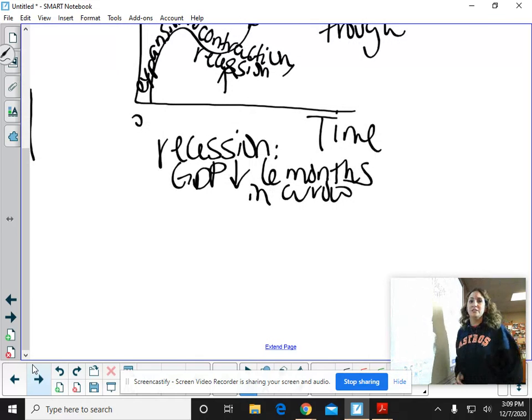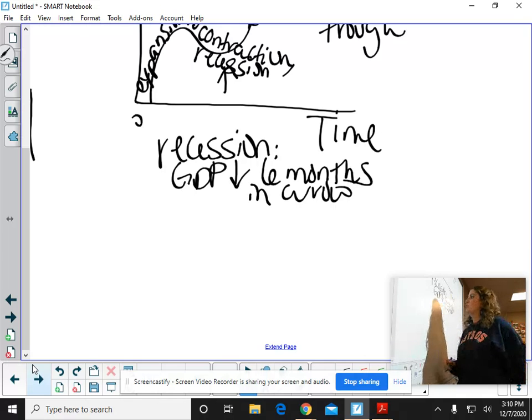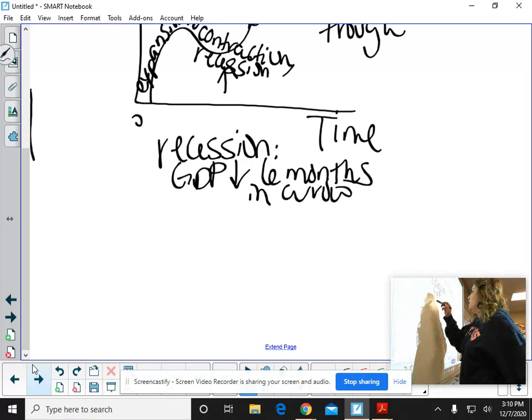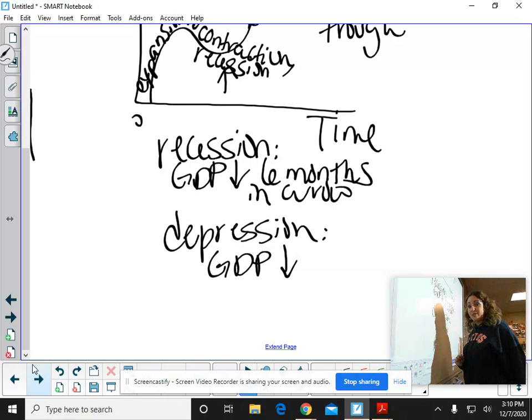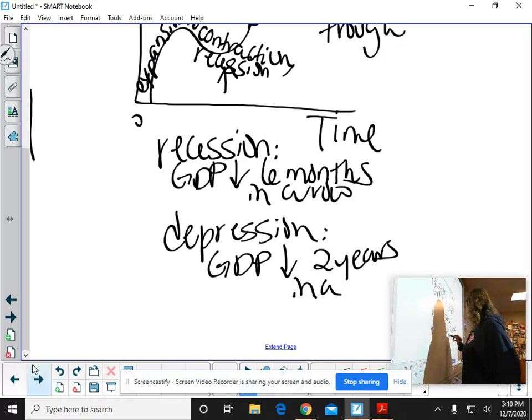Notice how depressions are not in the business cycle. That's because depressions are not cyclical. They do not happen every so often. They're quite rare. In fact, the United States has only had one. So we don't really put it as part of the business cycle because they are not cyclical like recessions. Recessions happen about every 20 years. Depressions, on the other hand, not in the business cycle, are when GDP goes down for 2 years in a row, or 8 quarters.